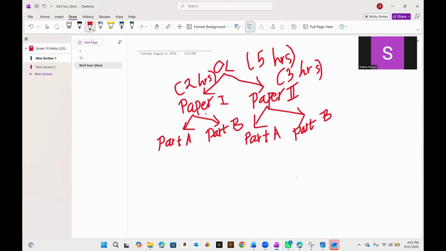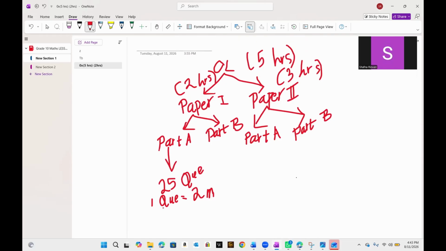Now, if you take paper 1, I told you that it is divided into part A and part B. If you take part A, they will give you around 25 questions. And then if you take one question, how many marks does it equal? It equals 2 marks. Remember that one question equals 2 marks.